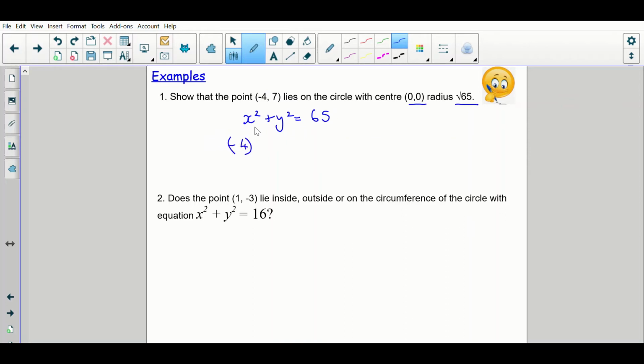So let's square the x coordinate and add it to the y coordinate squared. That will give me 16 plus 49, and that does equal 65. So therefore we can say that's correct. Minus 4, 7 lies on the circumference.